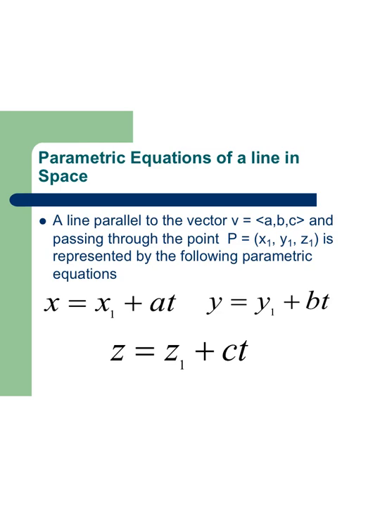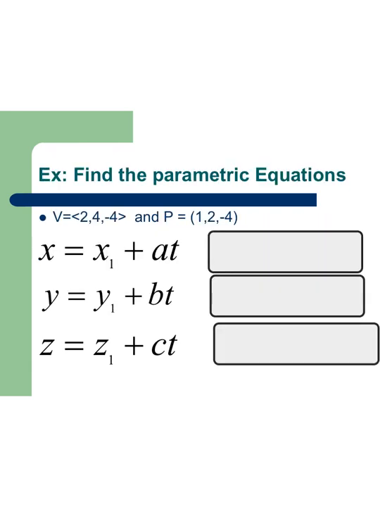So again, what we're trying to do here is take our point and our parallel vector and plug the values into our parametric equations to come up with an equation for our line in space. All right, so let's actually do this. We have a vector 2, 4, -4 that our line is parallel to, and we know that our line goes through the point 1, 2, -4.